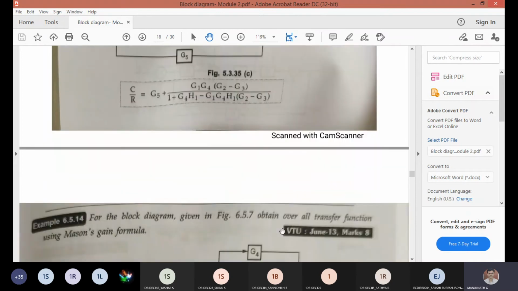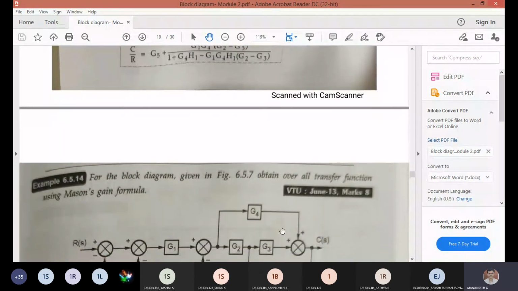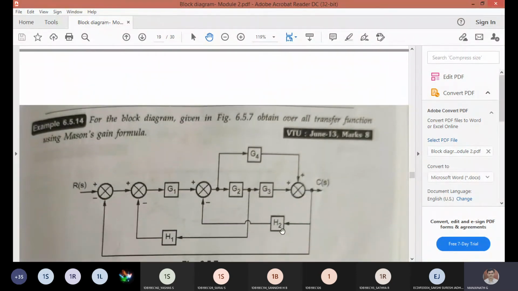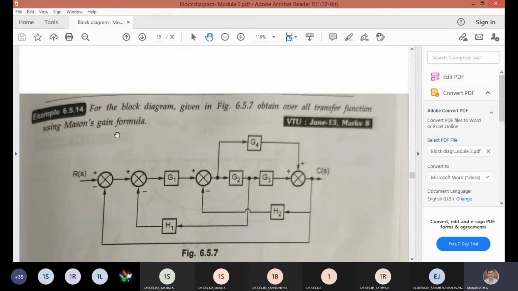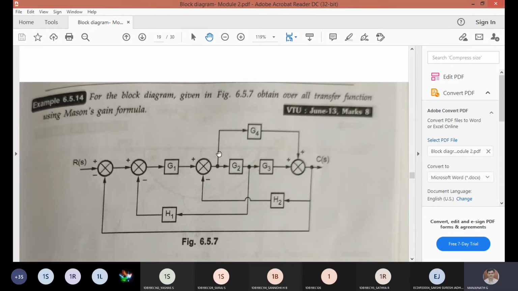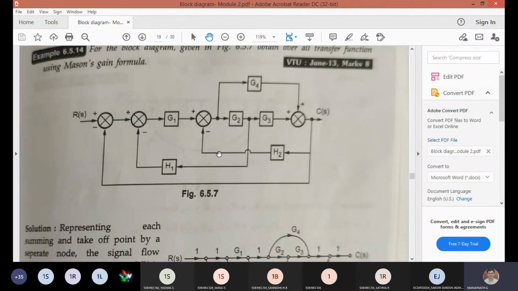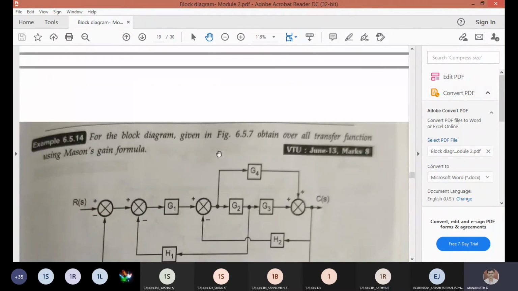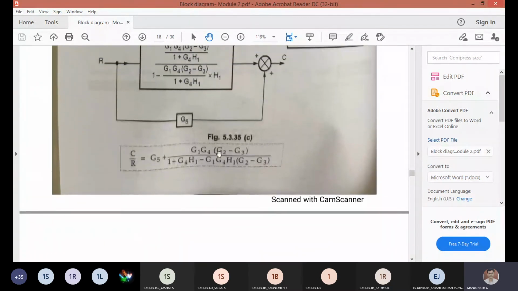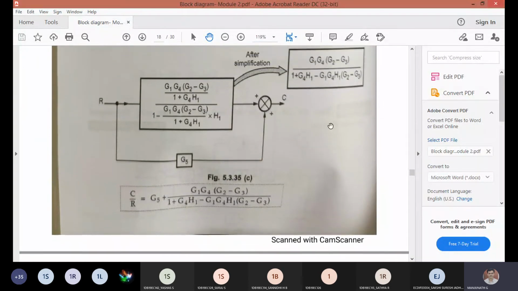I already taught you such type of problem. Here they have given something called Mason's gain formula. You don't worry, that is nothing but your transfer function only. This Mason's gain formula will come in signal flow graph. That time I will teach you. You just stick with the procedure. I think they have given a signal flow graph here. So not this one. Okay, let me give the question for you. Just hold on.